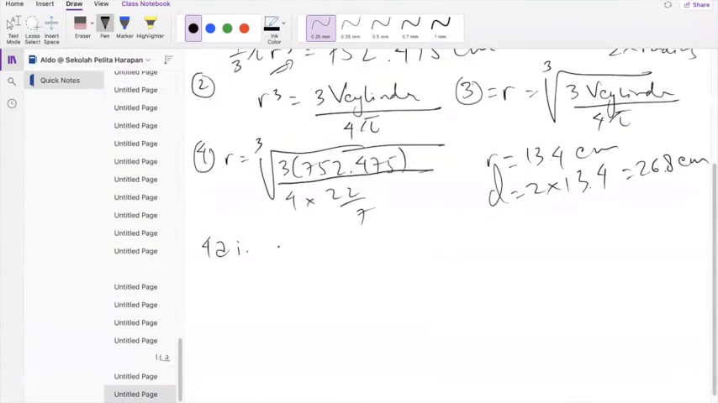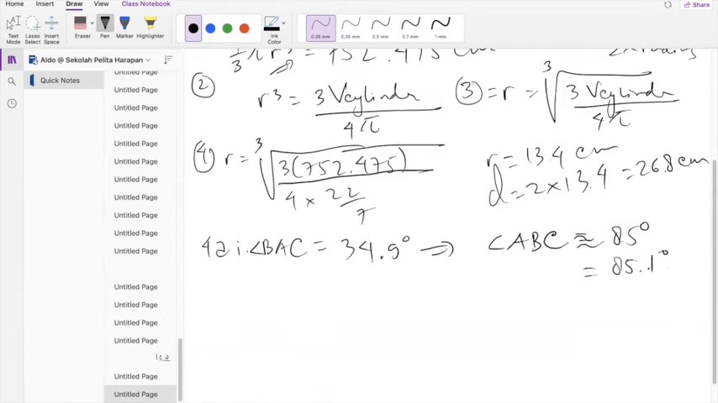Or showing that it's actually 85 degrees. Okay. First of all, you need to find what's actually the angle BAC, which is equal to 34.89, I mean. And then after that, you will be able to prove that the angle ABC is equal to more or less 85 degrees, which I find is exactly 85.1 degrees.